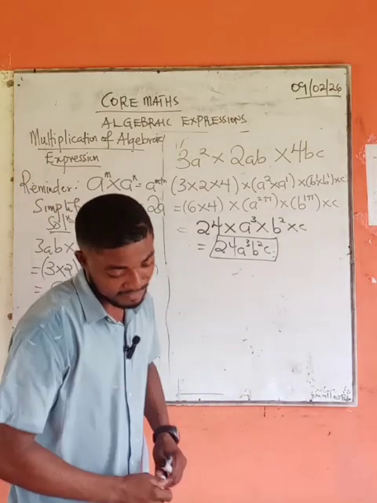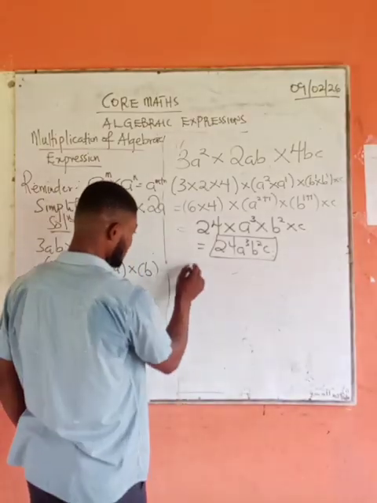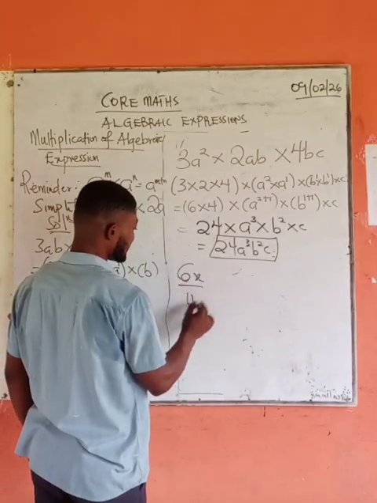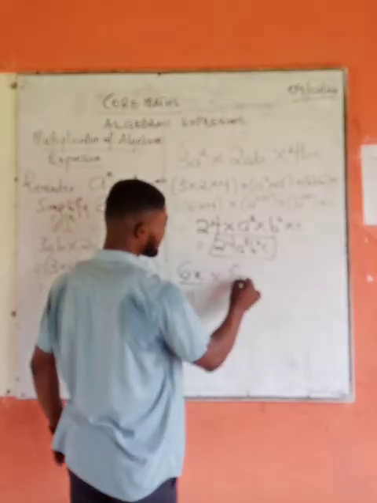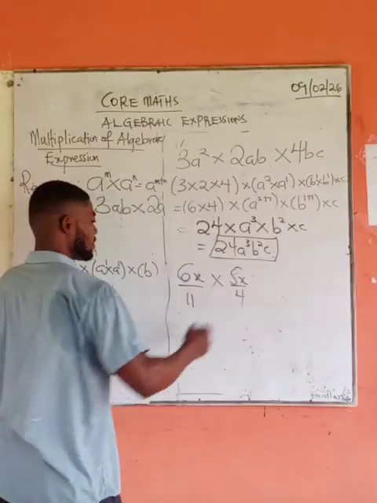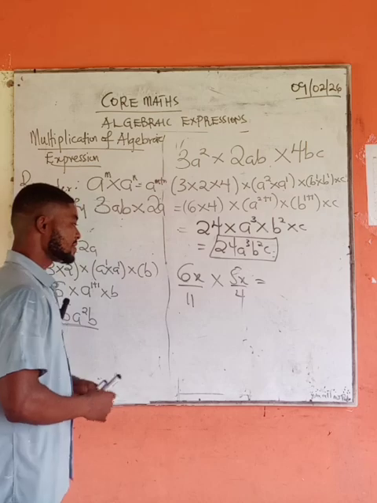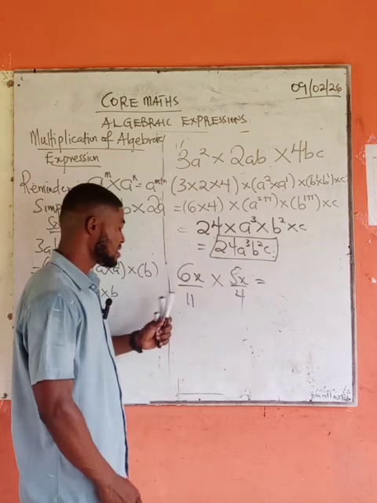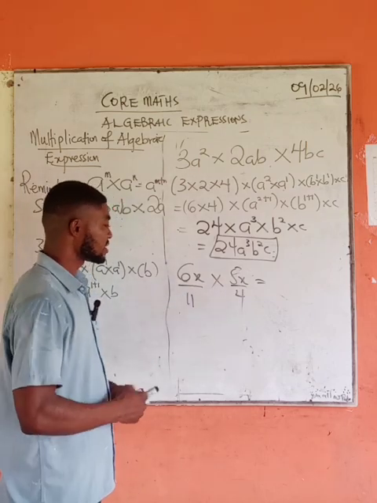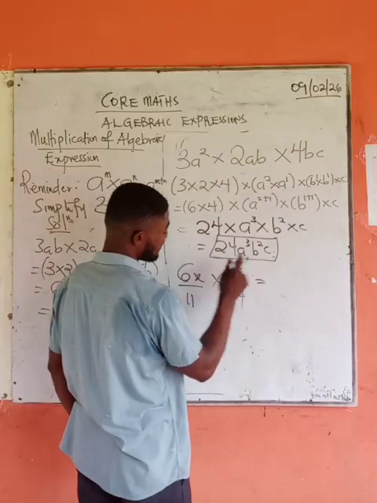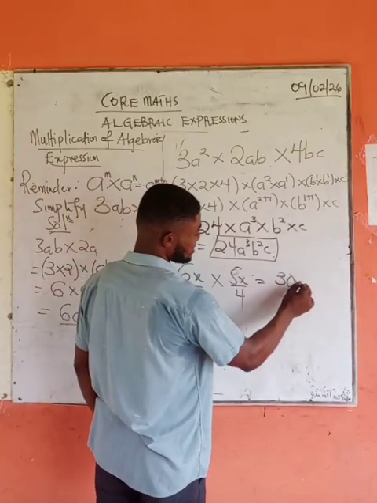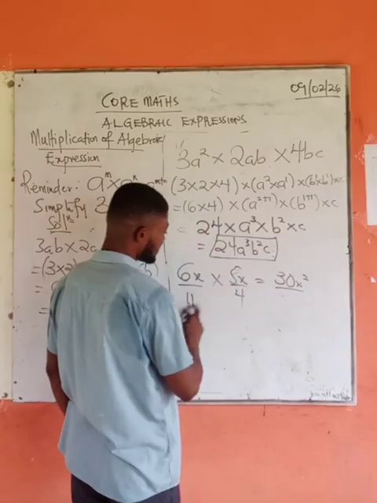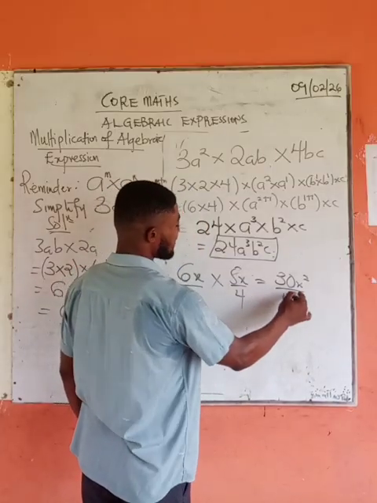Okay, then we take one example again, which is 6x over 11 times 5x over 4. We are still multiplying. There is x here, there is x here, there is a constant. So we multiply 6 by 5, that gives us 30. X times x gives us x power 2, all over 4 times 11, which is 44.